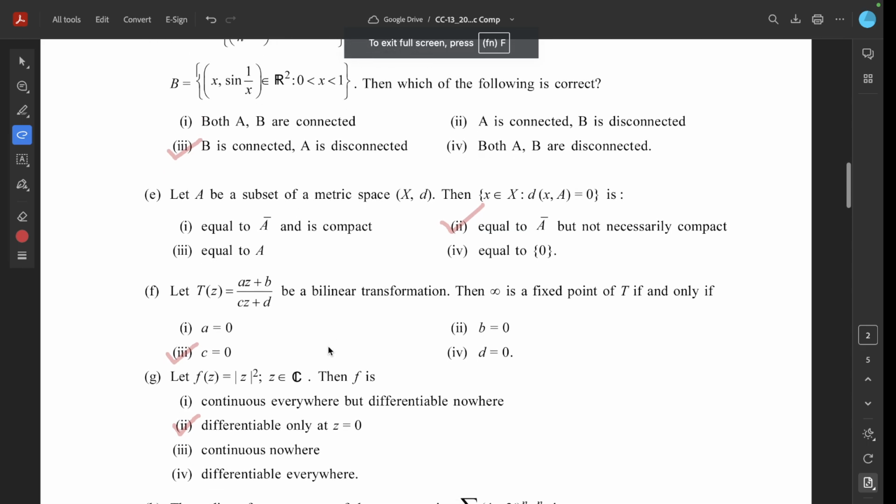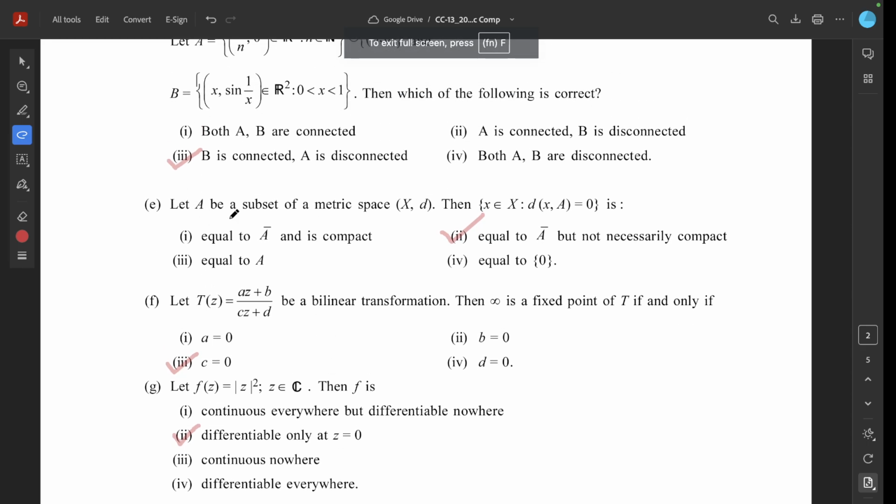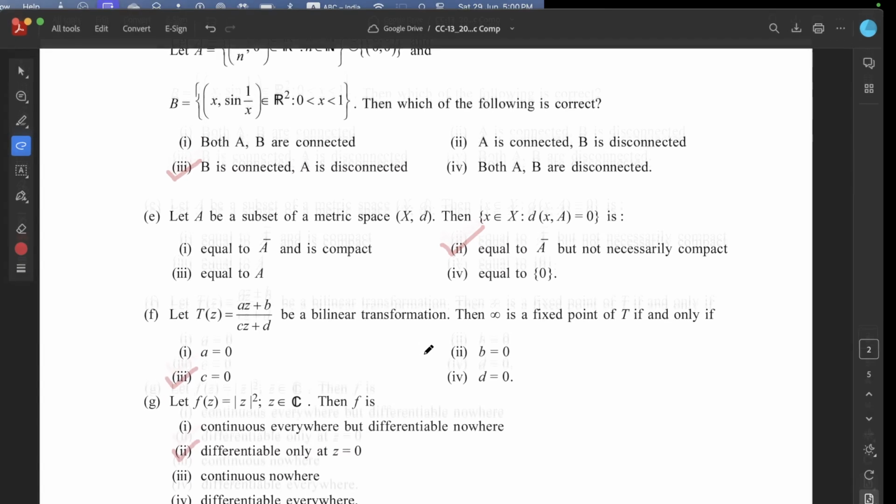Next question, E. Let A be a subset of a metric space (X, d). Then the set of x belonging to X such that d(x, A) = 0 is: the correct option is 2, equal to A bar, but not necessarily compact.